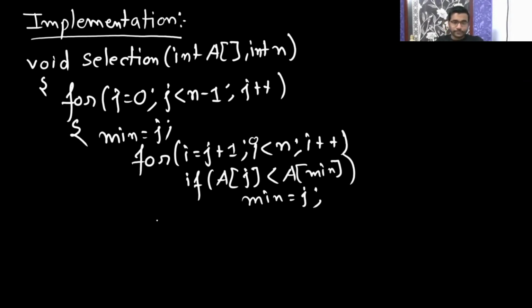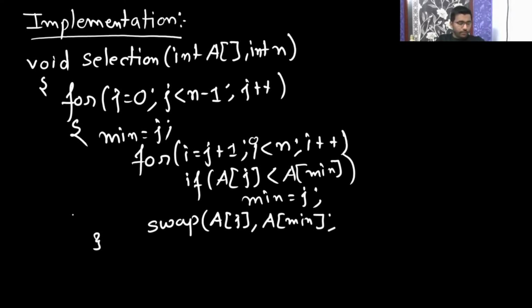After that we will swap a of i with a of j, using a temporary variable. So this is the close of this loop. Now this is the close of this loop. Okay, sorry, this function.